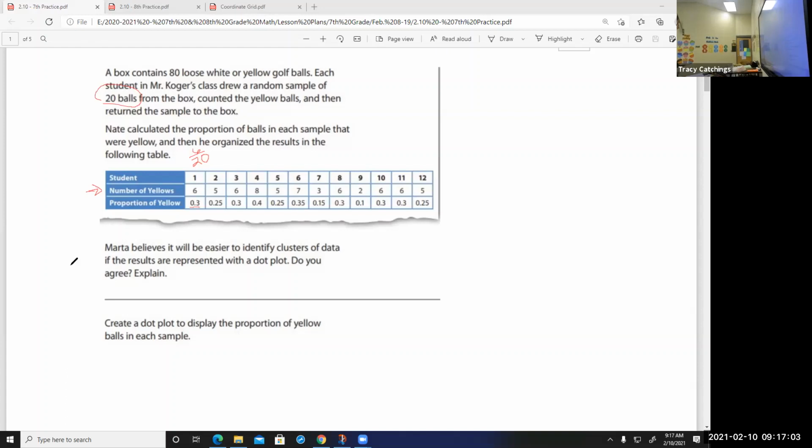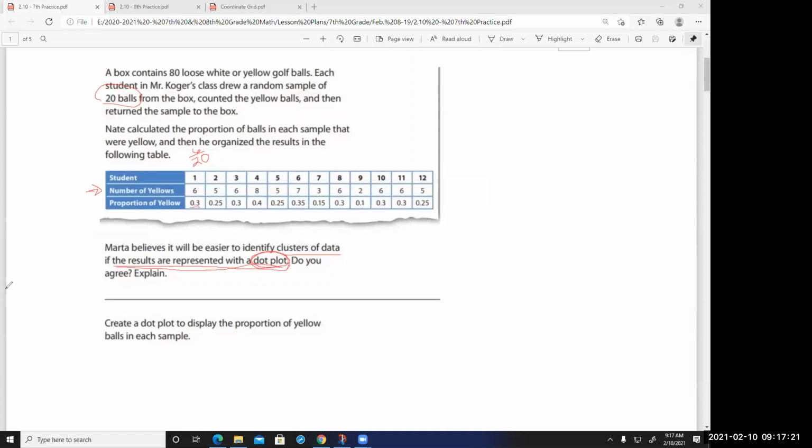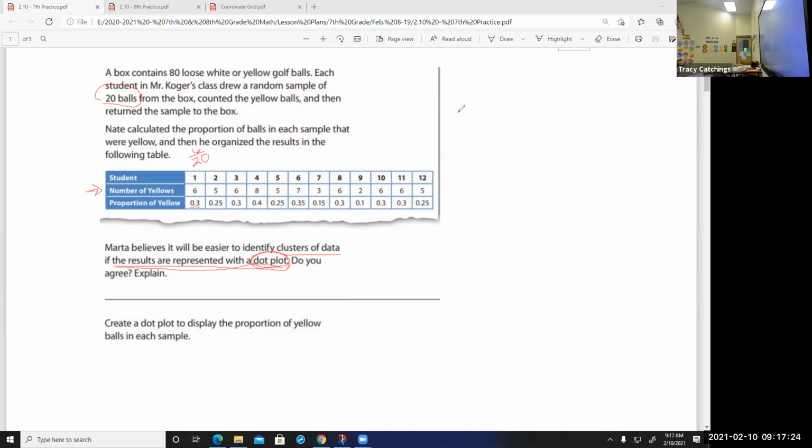So drop it down to the bottom, it states, Martha believed it would be easier to identify clusters of data if the results are represented with a dot plot. Do you agree? Who remembers what a dot plot is? All right, I'm gonna give you an example over here. A dot plot is where you had the little numbers and then you had dots. Let's say that was 2, 3, 4, 5, and they would give you different dots showing you the values for each. Is it coming back to your attention now?